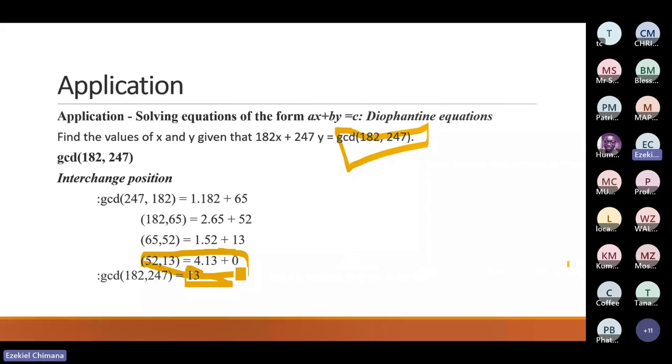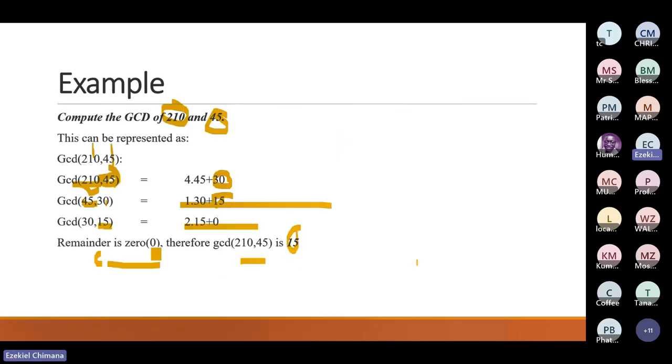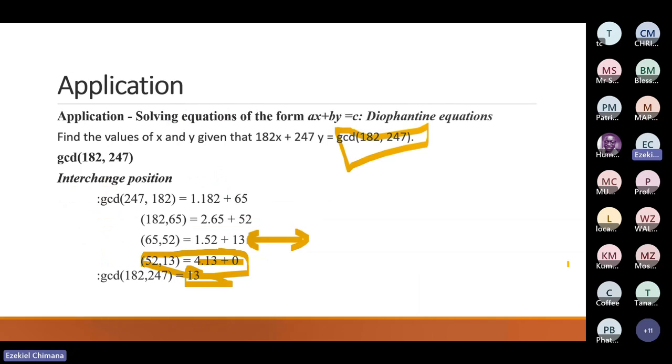You just have to skip this one with the remainder 0. You start on this one, because remember, on the GCD, when you get the remainder 0, that's where you report your B as the GCD. So you just go back to this step.